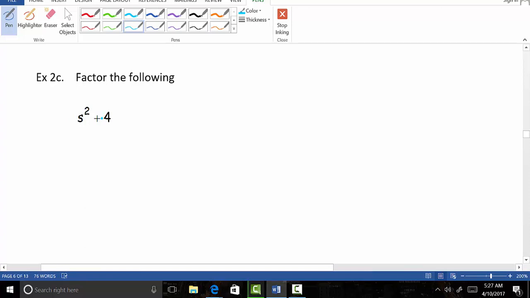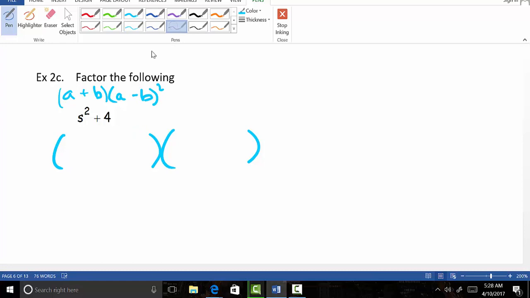Then we move on to step two. And that's pretty much where we try to break this up into our two different binomials. Now again, because there's just these two terms, it kind of resembles that whole a plus b times a minus b. Okay?